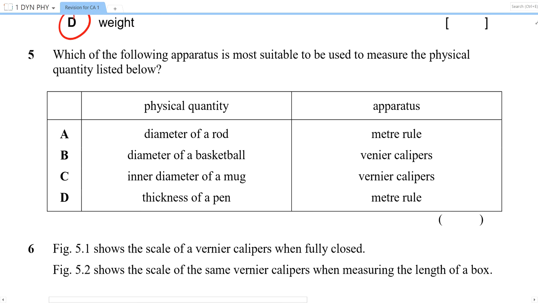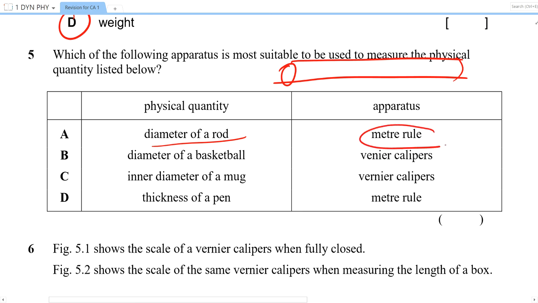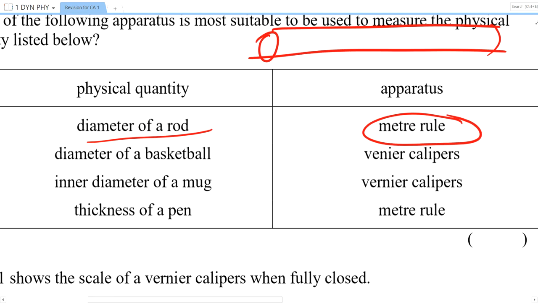Question 5. Who needs help for this? Okay. To measure the diameter of a rod. Okay, a rod looks like this. How do we measure the diameter of a rod with a meter ruler? Is it possible? I illustrated with you last lesson, to measure the diameter of a beaker. Then we had a problem. We didn't know where the center was. So meter rulers are never good for measuring diameters unless you know where the center is. Okay, so this is out.